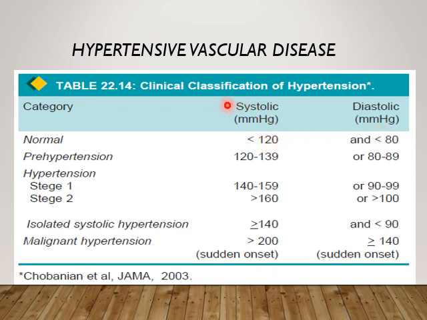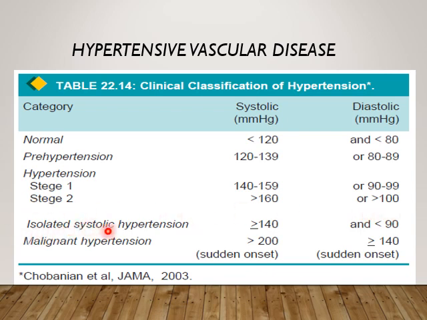As per the American Heart Association, hypertension has been classified clinically. Normal is less than 120 systolic and less than 80 diastolic. Pre-hypertension is when there is a systolic of 120 to 139 and diastolic of 80 to 89. Hypertension stage 1 is 140 to 159 systolic and diastolic of 90 to 99, and stage 2 is systolic more than 160 and diastolic of more than 100.